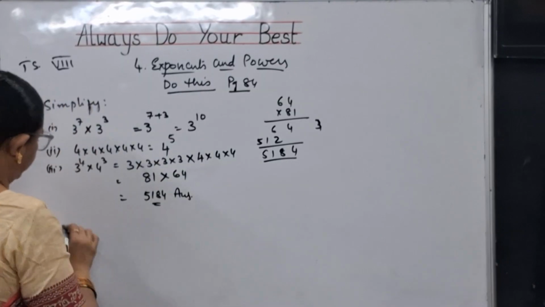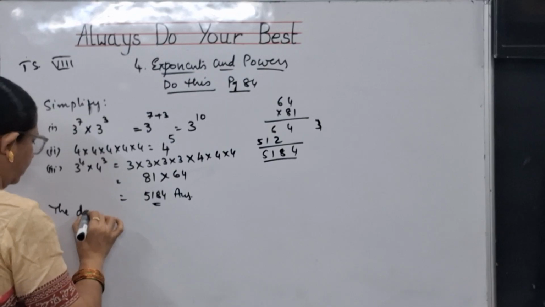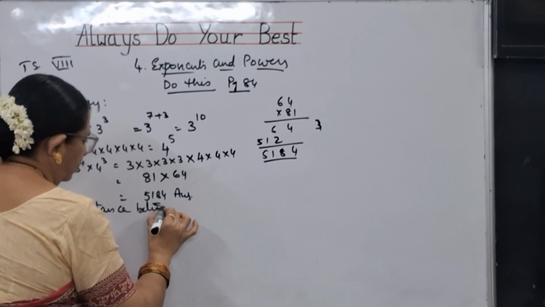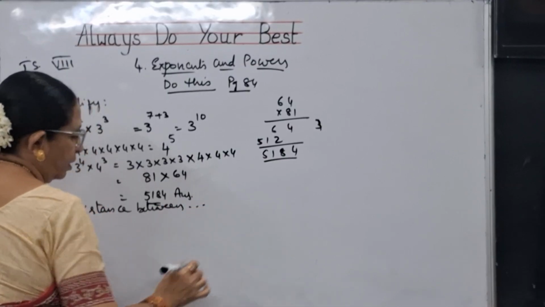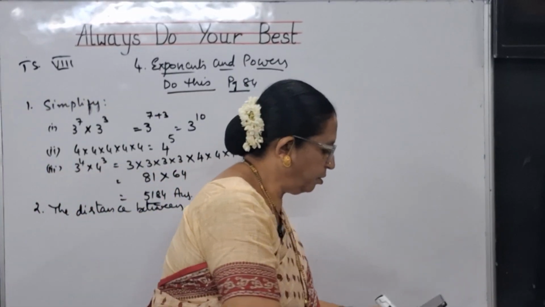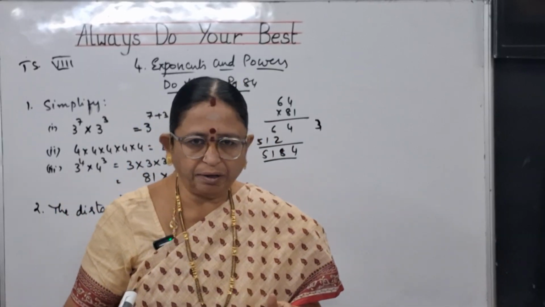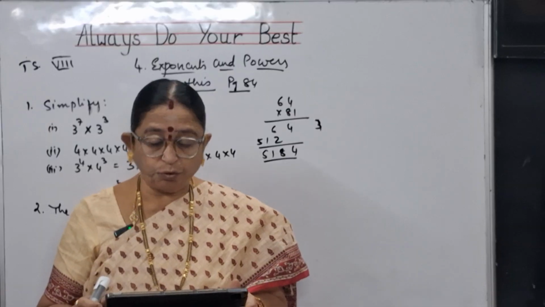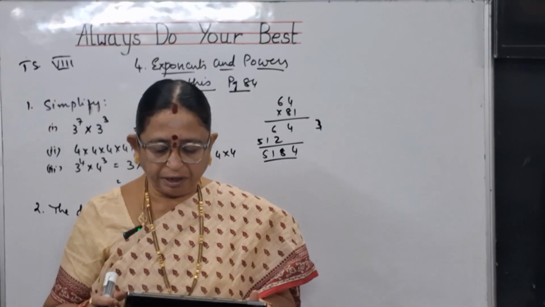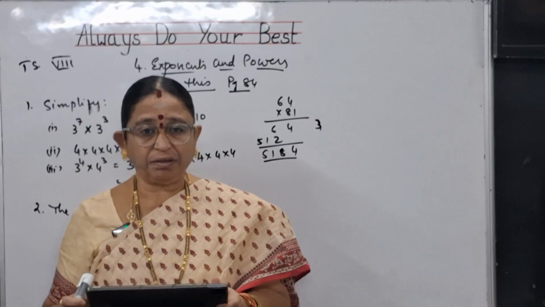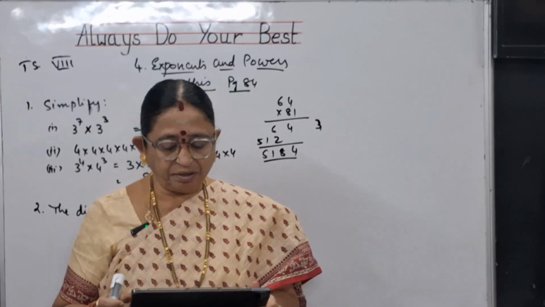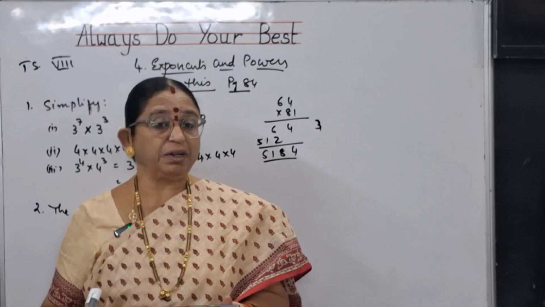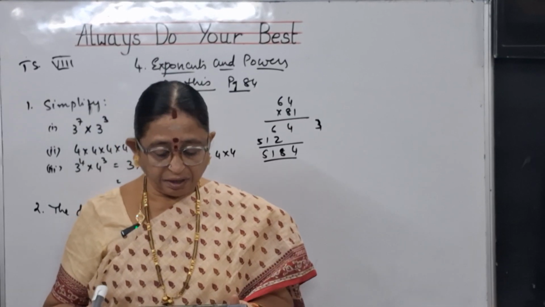The second problem, the distance between... Let me talk about it. The distance between Hyderabad and Delhi is 1674.9 kilometers by rail. Means if a person is going by train, it is the distance. How would you express this in centimeters? They have given the measure in kilometers. You have to measure it in centimeters.